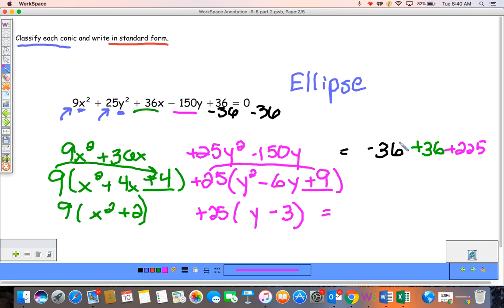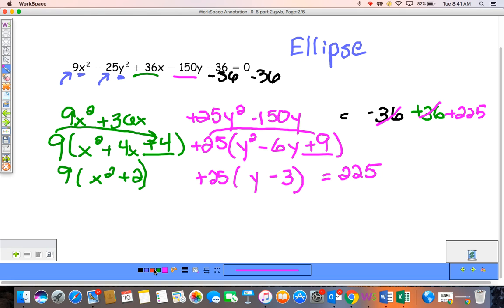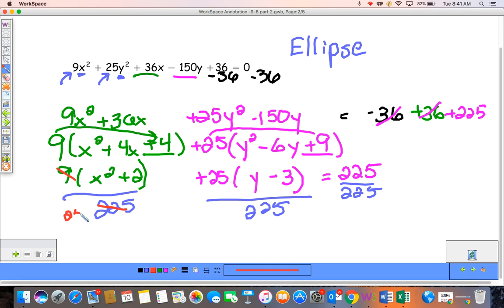As we go ahead, the negative 36 plus 36 cancels out pretty conveniently. Set equal to 225. Then to get this in standard form for an ellipse, guys, we're going to divide everything by 225 to get this set equal to 1. And we'll do some simplifying here. 9 goes into 225. Oh gosh, I think that's 25 times, right?